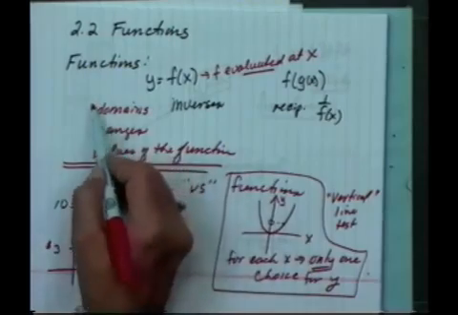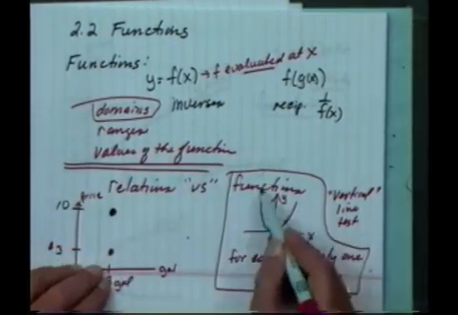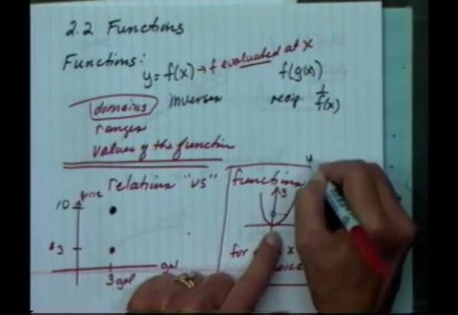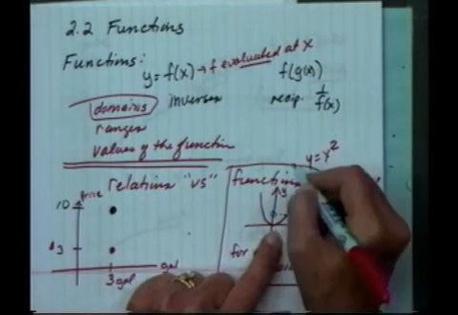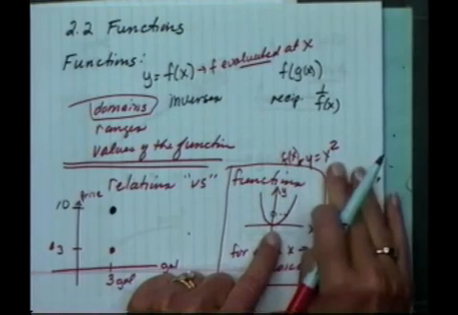All right, domains. Let's look at the graph that you gave me, which was the parabola. By the way, what's the equation for this function? Y equals x squared. Very good. This is y equals x squared. Or we could say f of x equals x squared.